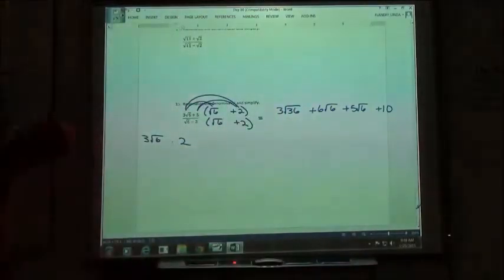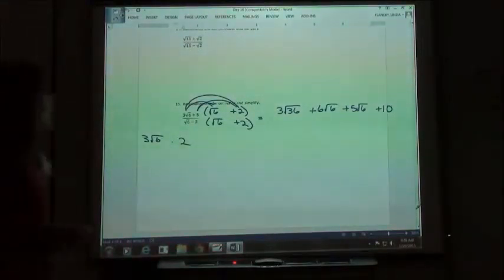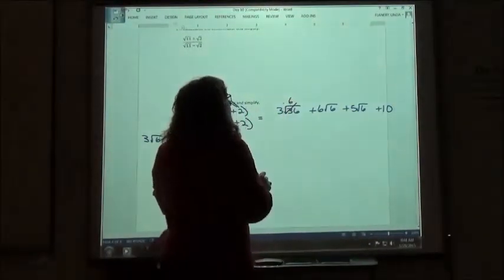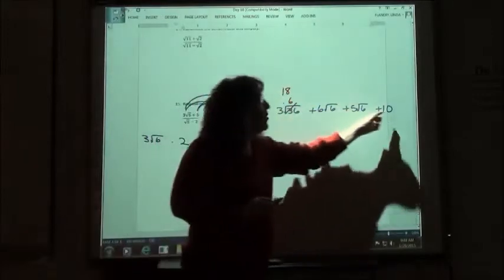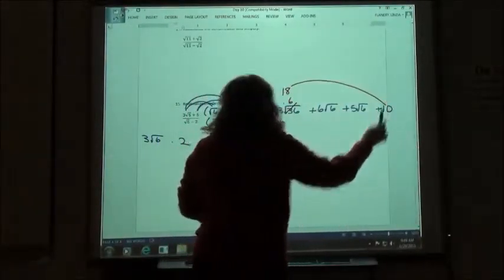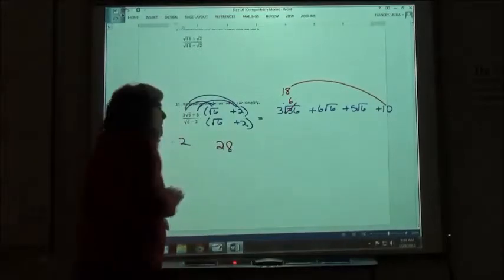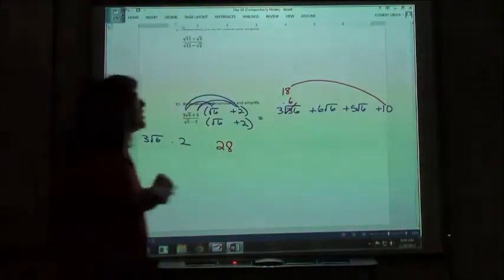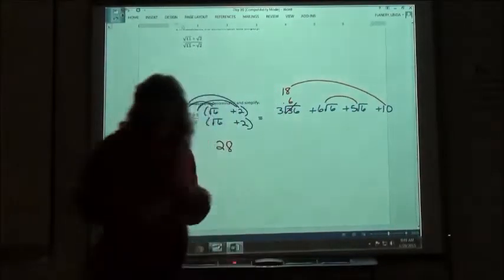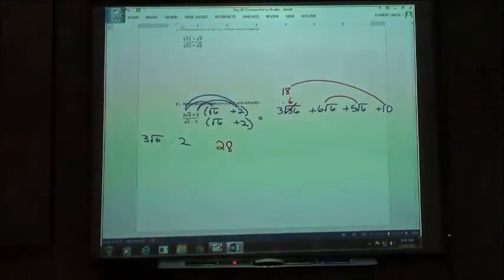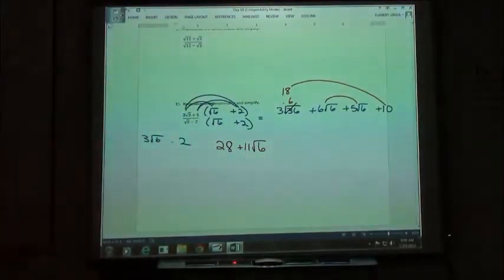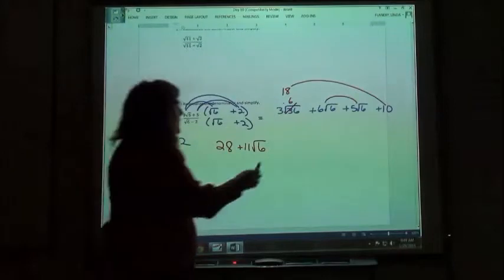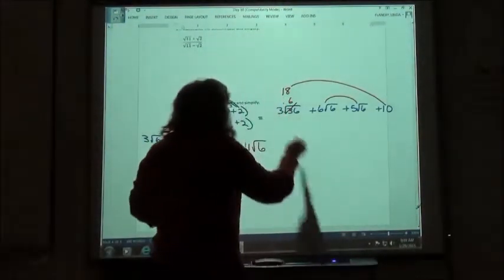We can simplify that first term, square root of 36, to 6. So we have 6 times 3 is 18. So now we can combine our 18 with our 10, right? Yep. 18 plus 10, there's 28. Then we can also combine our inside pairs because they both are square root of 6s. If I take a 6 square root of 6 plus a 5 square root of 6, I get 11 square root of 6. Just adding the front numbers. We got the top all simplified.